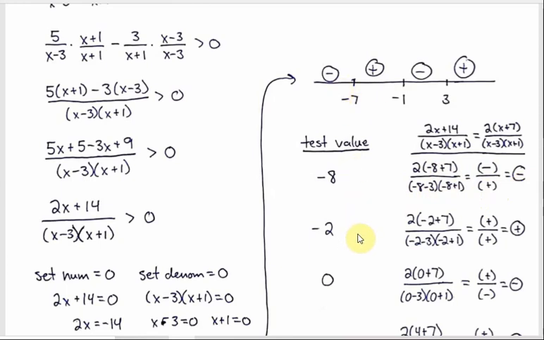And then I did the same thing for this one. Like for negative 2, I said, okay, this is a positive, so it's positive times a positive, so you get a positive on top.